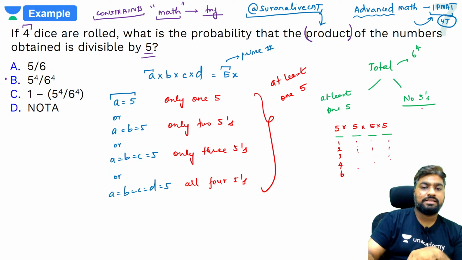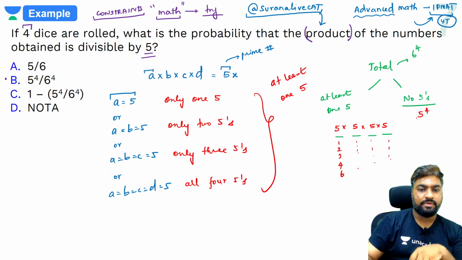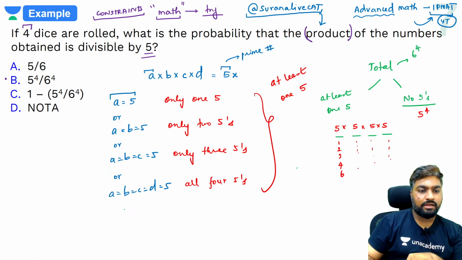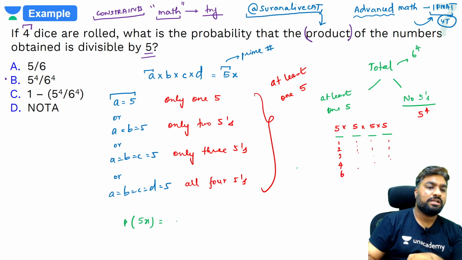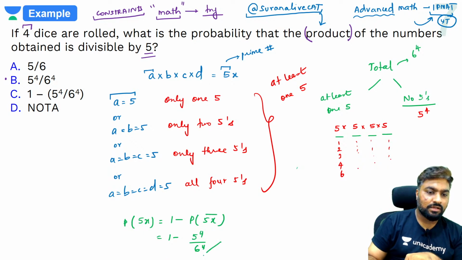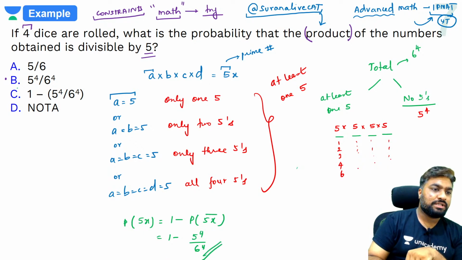This is what? This is 5 to the power 4, 5 into 5 into 5 into 5. So what will happen here? Probability of getting at least one 5, or getting the product to be a multiple of 5, is what? 1 minus the probability of not getting a multiple of 5, which is 1 minus 5 power 4 by 6 power 4. What is this? Answer option C.